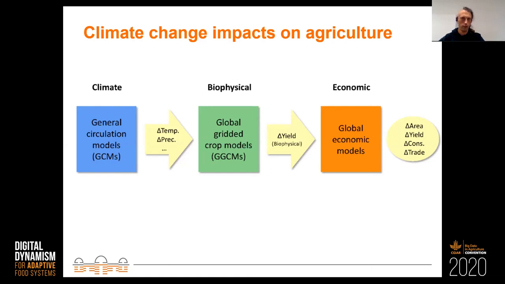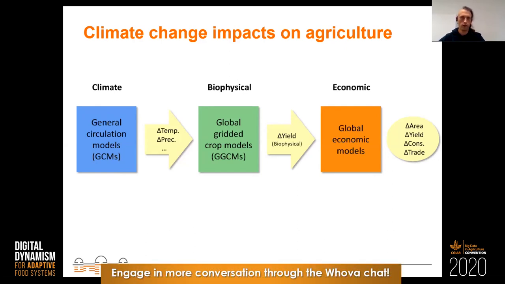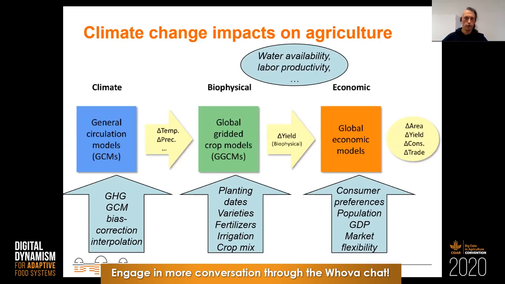And they provide basically time series or time space fields of changes in crop yields for specific crops that then can be used again in economic models as an input. And they compute then how the economic system and the agricultural land use will change in response to that, computing changes in area for production, in consumption, in trade flows, and in the overall yield after all these adjustments in the economic system. And as you can imagine, all of these steps have lots of uncertainties and lots of requirements where you need to either have data or make assumptions on.